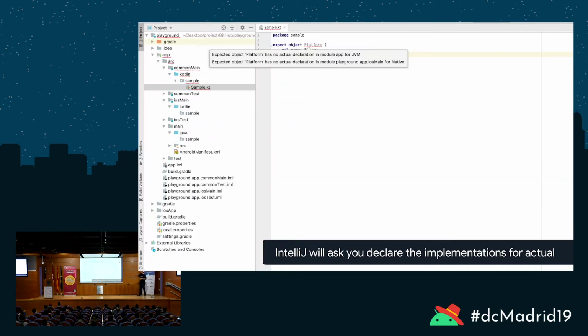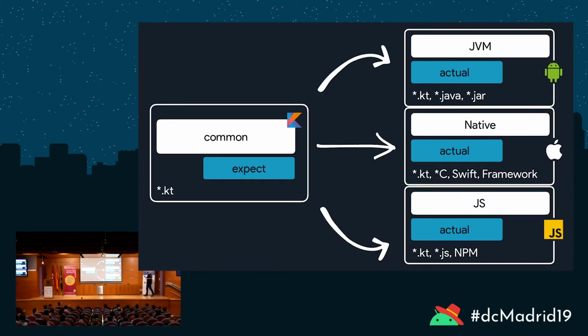A really cool thing about this is that when you define the expect, the IDE automatically will understand which platforms you're targeting, and it will say, okay, you need to define this on these two platforms. And if you press Alt-Enter, it will automatically create the files and everything. So basically, you can define what you want to be defined on a platform, on your common model, and then you can import it directly to your Android project, to your JVM, to your native iOS framework, or you can use it in JavaScript without any problem.